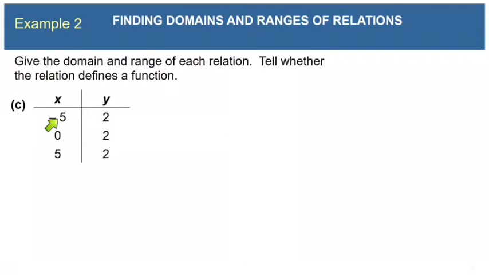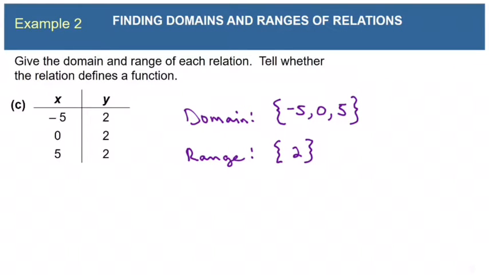Now the x value -5 only matches a 2. The x value 0 only matches a 2. And the x value 5 only matches a 2. Now even though the y's keep getting reused, each x value is only matching one y value. So this is going to be a function. The domain will be all of the x values. And the range will be all of the y values, which there's only one y value, so we only need to put it down one time. And then we can say that this is a function.